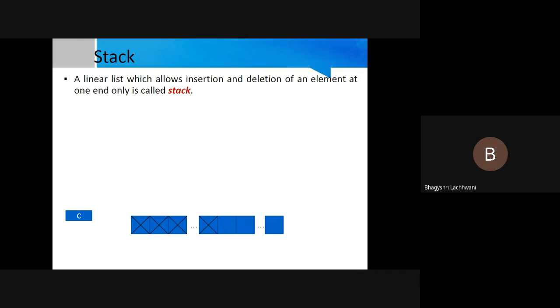And only one gate is there. That means just assume one person is coming inside the conference room. He or she will go straight and sit on the first chair. The second person will come. He or she will sit on the second chair. The third person will come. He will sit on the third chair. The fourth person will come. He will sit on the fourth. The fifth will come. He will sit on the fifth.